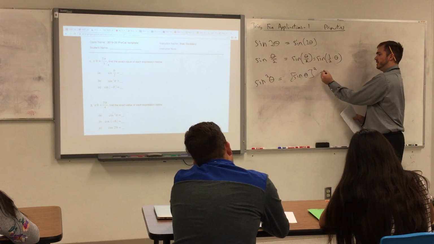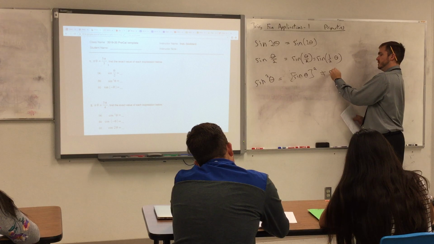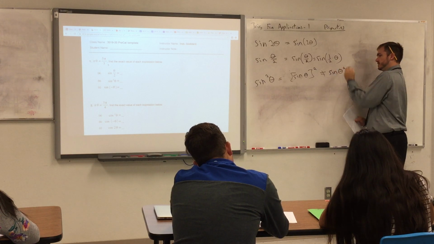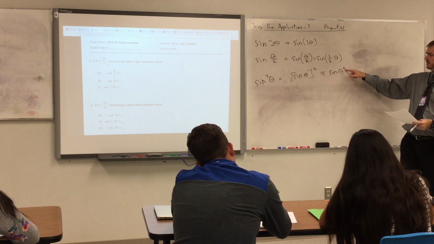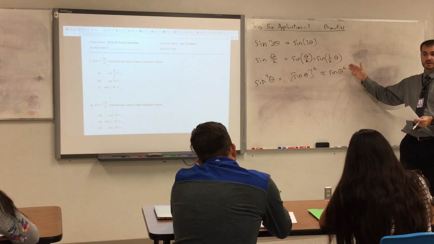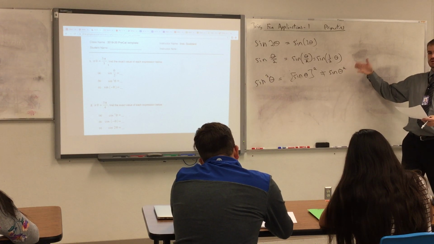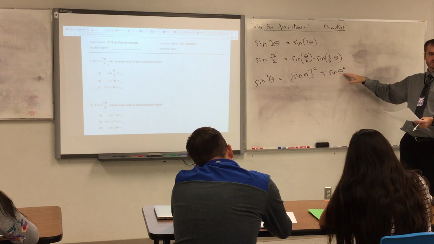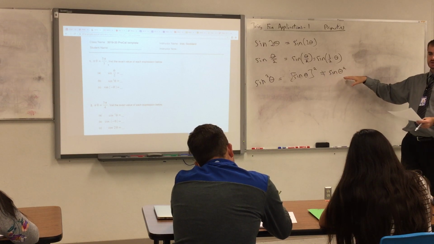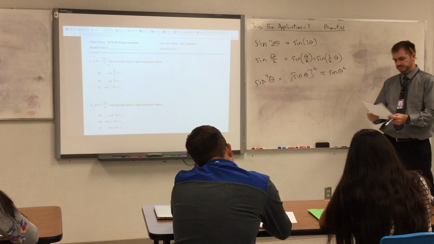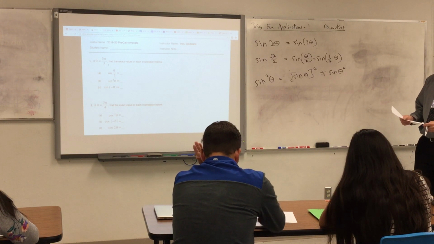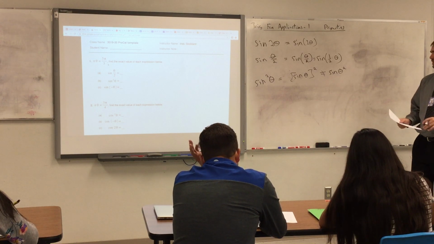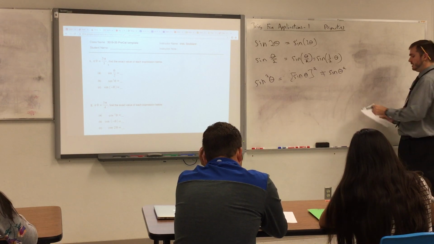So just to be clear, this is not equal to sine of theta squared. This would mean take the angle, like take 30 degrees, square it, so 30 times 30, 900, and then take the sine of it, like the sine of 900. No. All right. There's some things we'll have fun with here in a minute.